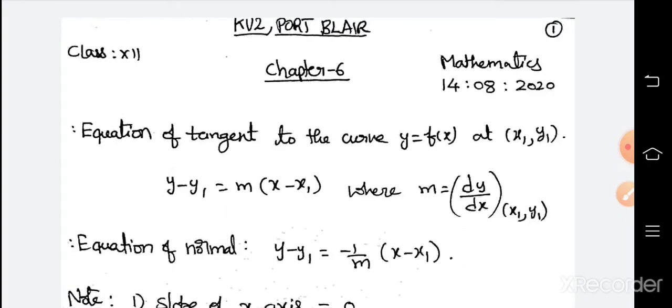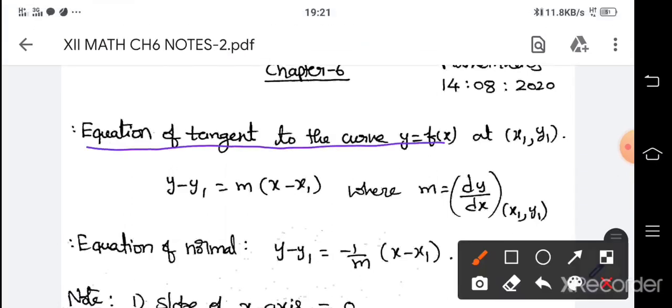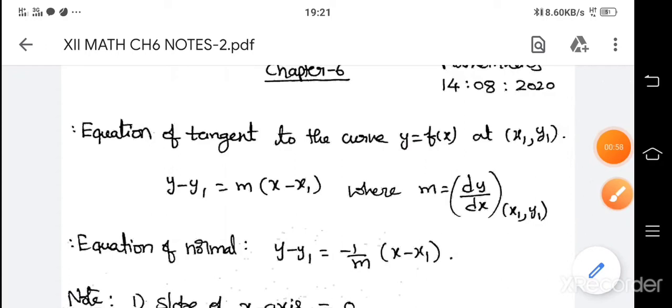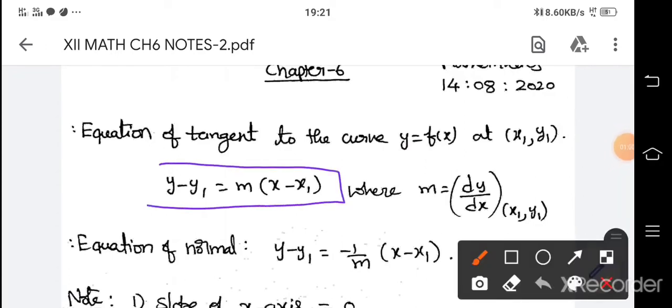The equation of the tangent to the curve y = f(x) at (x1, y1): we know very well, we find the slope m = dy/dx. First find the derivative of y, then substitute the point (x1, y1), and you get the slope of the tangent. With the slope of the tangent, you can find the equation using the formula y - y1 = m(x - x1). What is m in this case? m is the slope of the tangent.